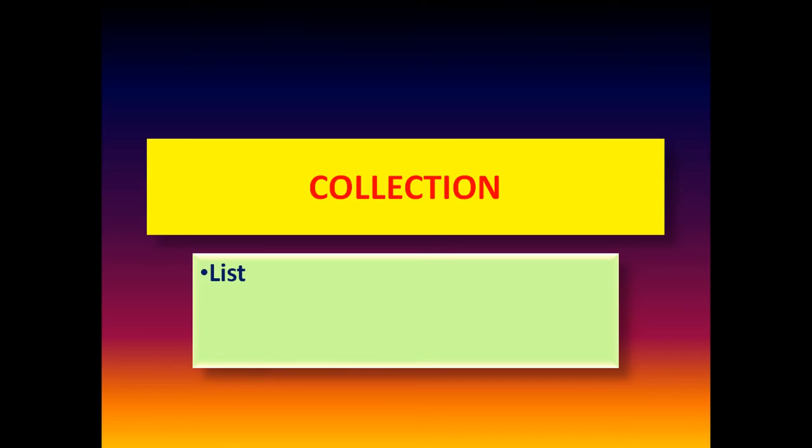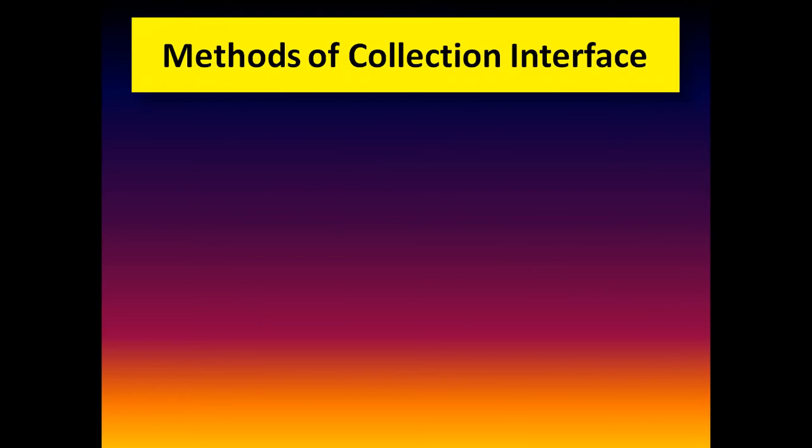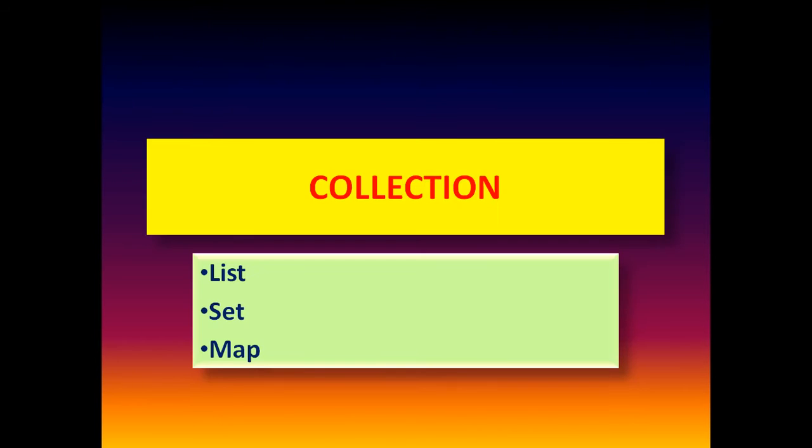And collection is categorized into three. One is list, the other one is set, and the other one is map. So we are going to look at list in detail. So before we get into the list interface, these are all list, set, map are all interfaces. Collection is categorized into three: list, set, and map. All the three are interfaces.